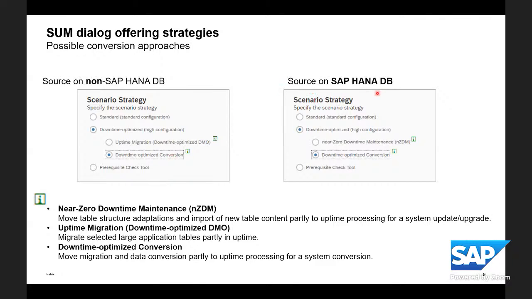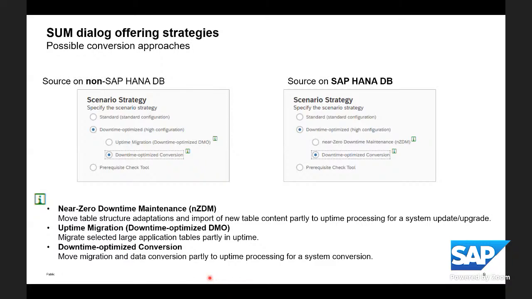If the source is already on HANA database, then it looks similar. It's just that there is no uptime migration or downtime optimized DMO, but instead near zero downtime maintenance is offered. And you see these little icons there. If you move the mouse over the icons, you see the explanation for these approaches that you may choose. But hopefully I have already explained this, so that you have a general understanding of those approaches.